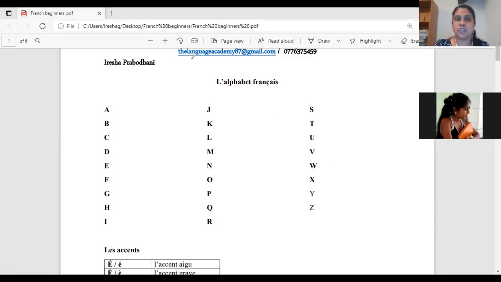When you are writing it in English, you can write it as Y. And this is Z. This is W. Right, I'm pronouncing it. A, B, C, D, E, F, G, H, I, J, K, L, M, N, O, P, Q, R, S, T, U, V, W, X, Y, Z.